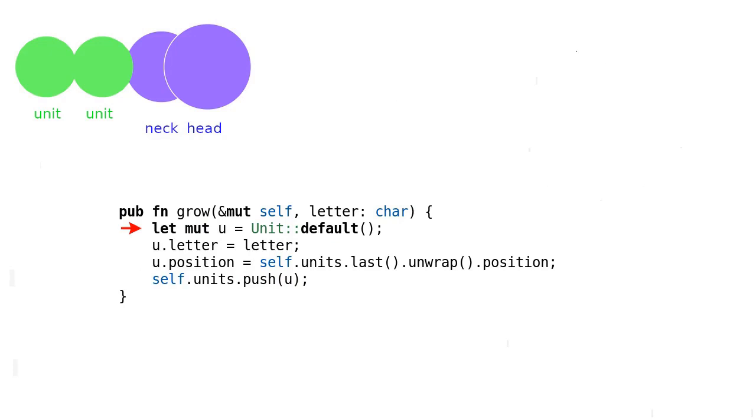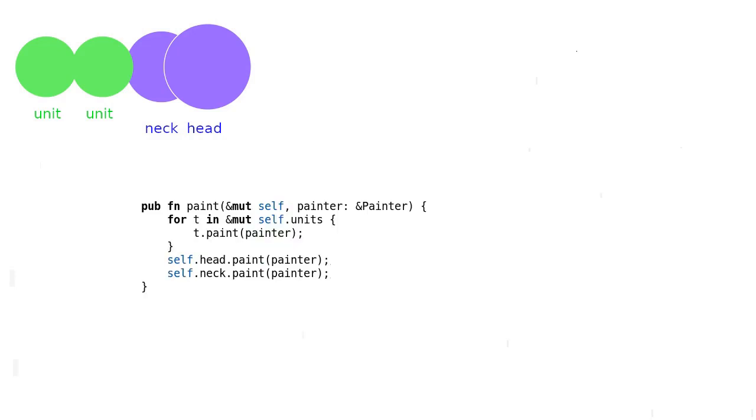First, we create a unit. The unit takes the target letter. The unit takes the position of the last element. Finally, the unit is pushed into the vector. Please pause to review the paint method.